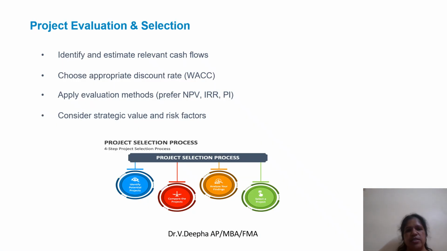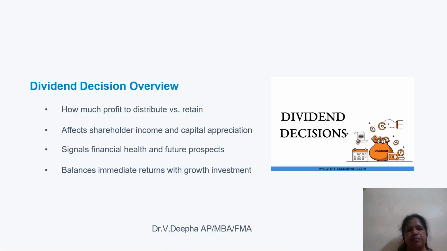Project evaluation and selection: identify and estimate the relevant cash flow. Choose an appropriate discount rate, the weighted average cost of capital. Apply evaluation methods, preferring net present value and internal rate of return. Consider strategic value and risk factors. So you have the project selection process in the given diagram.